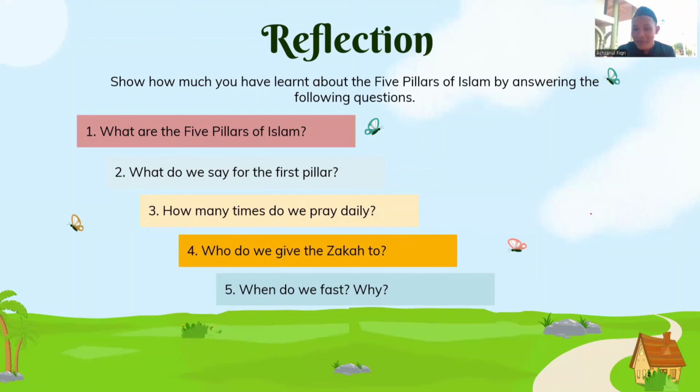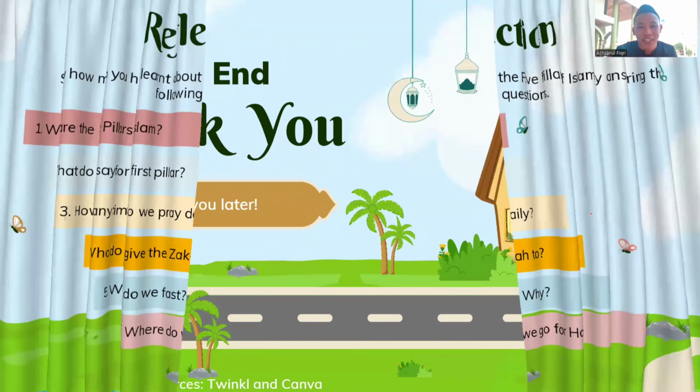Why? Because fasting teaches us patience, to be disciplined, and to control our health and our emotions. So, where do we go for Hajj? Oh, good job! We go for Hajj in Makkah, Saudi Arabia. Thank you, mashallah.